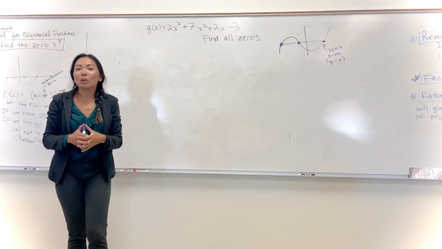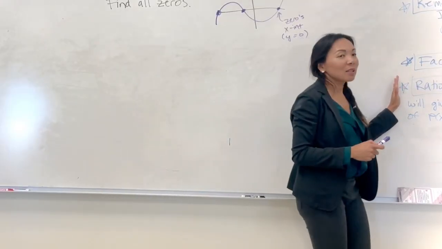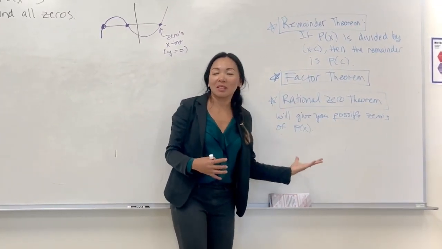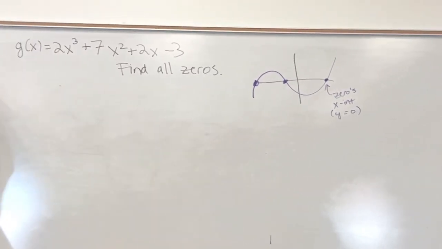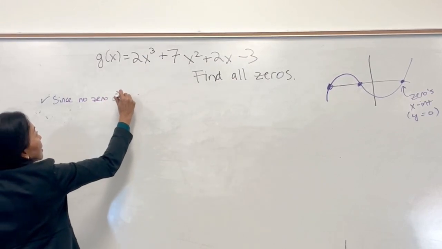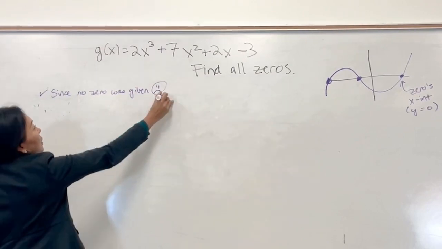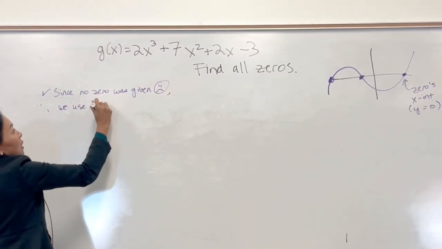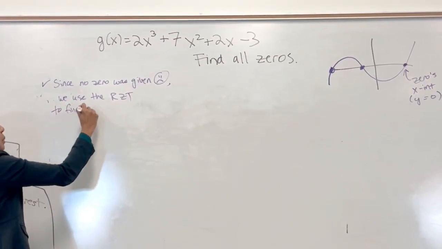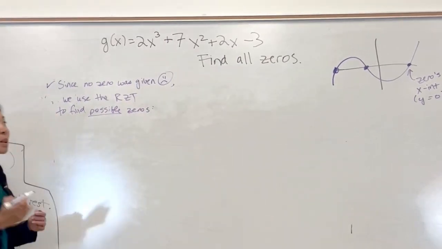Find it. And how do we find it? What theorem are we going to use? Rational zero. Right. We're going to use the rational zero theorem. So the rational zero theorem will give you all the possible zeros, right? Since no 0 was given, and that's when we feel sad, oh man, I got to work. So since no 0 was given, we use the rational zero theorem, I'll call it the RZT, to find possible zeros. Doesn't mean that they are it, but they're possible ones.